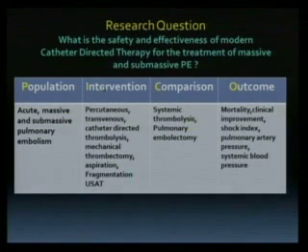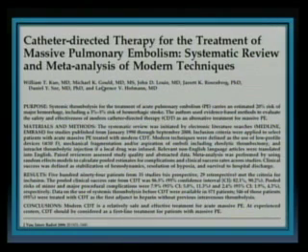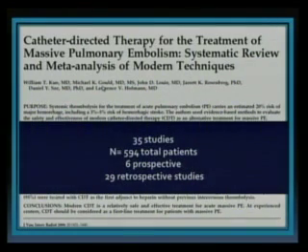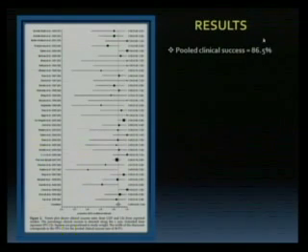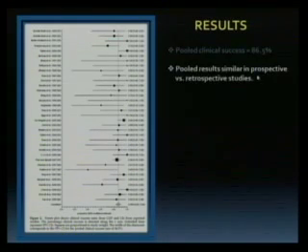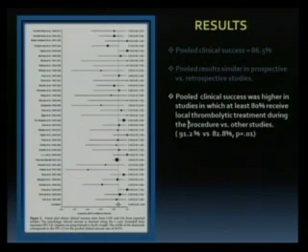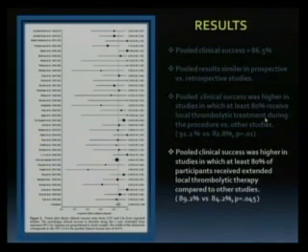So let's go now into the interventional treatment, catheter-directed treatment. So this is a meta-analysis. So look at clinical success, stabilization of hemodynamics, resolution of hypoxia, and survival. You look at this one, the pooled clinical success was 86%. There was no difference in the prospective and retrospective studies. And the pooled clinical success was better if there was local thrombolytic treatment. At the same time, the clinical success was better if the local thrombolytic treatment is extended.